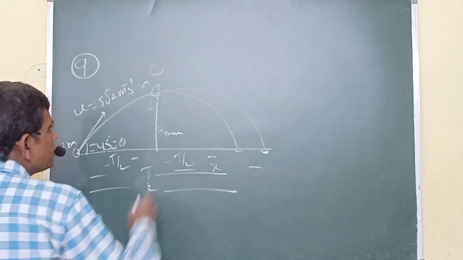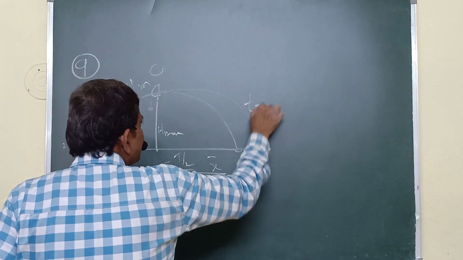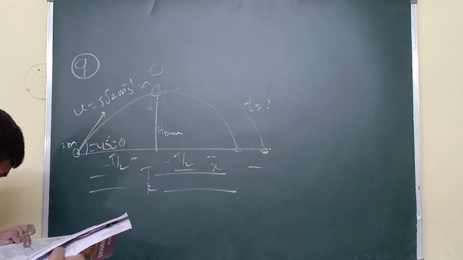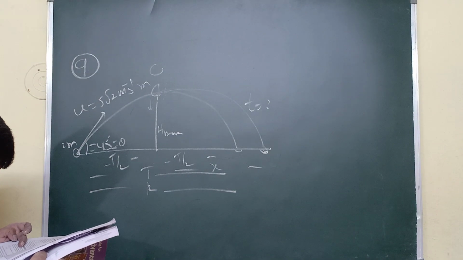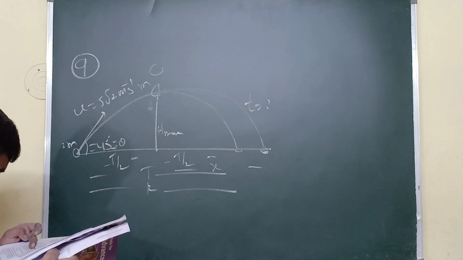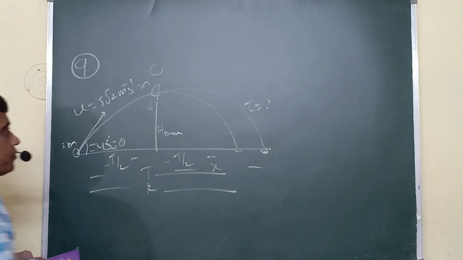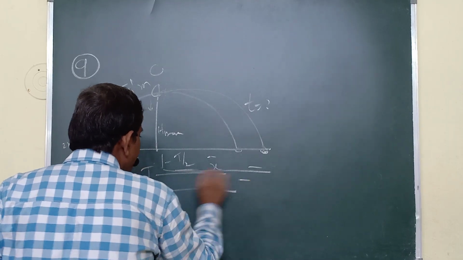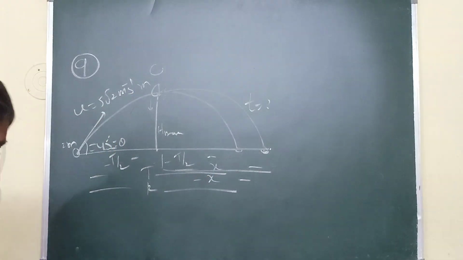So what is being asked? To reach from here to here, how much time is taken? The time is asked. And also it falls on the ground at a distance of x meters, so the x value is asked. This time is asked, and the total distance from here to here, x, is asked. So that is our question.